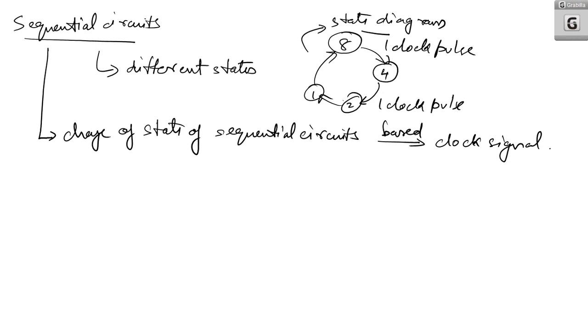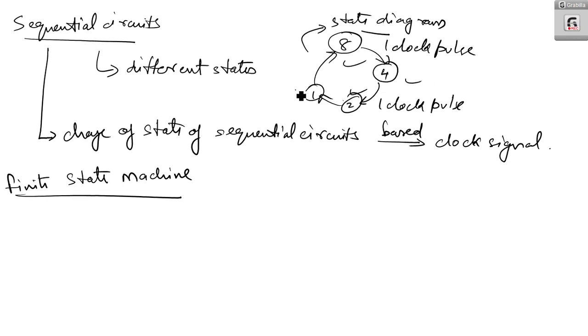Now, coming to the next question. What is a finite state machine? Now see, in sequential circuits, what happens? The sequential circuit will pass through specified states 8, 4, 2, 1. And if it is self-starting, say if it is 0, it can come to 1. If it is 3, it can come to 1. That means the states are not specified, but you can make it self-starting.